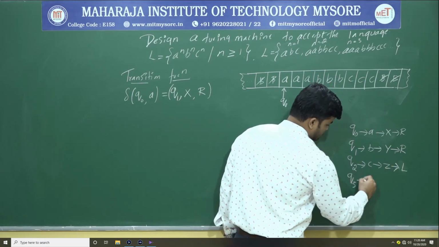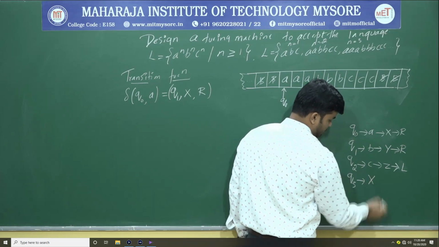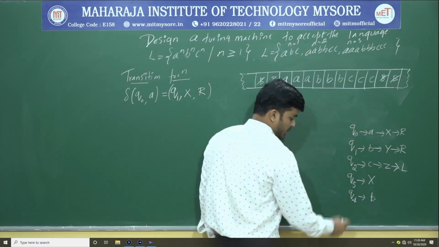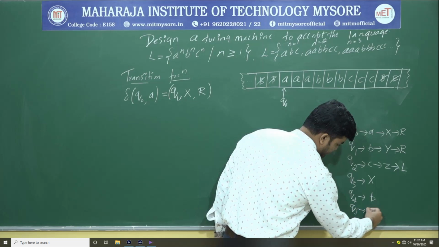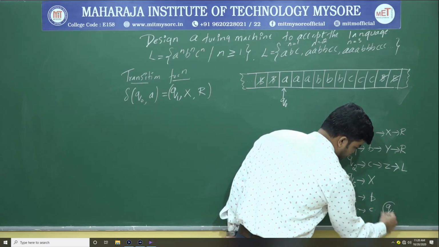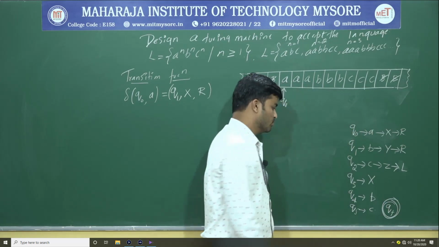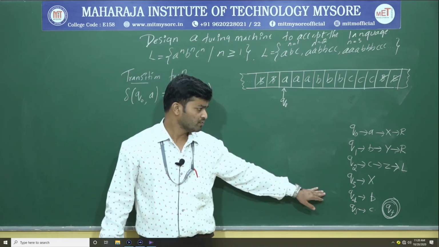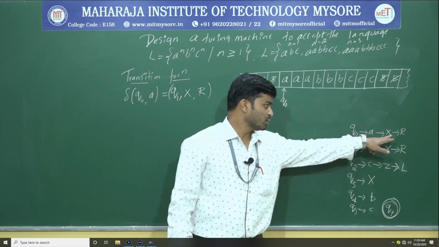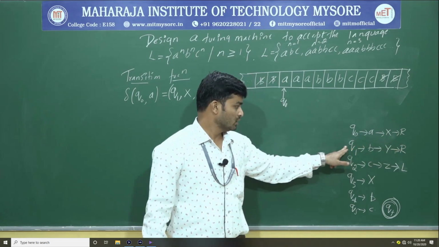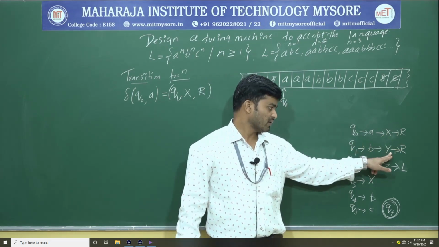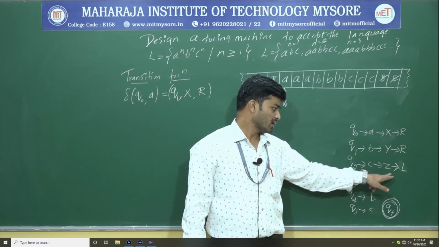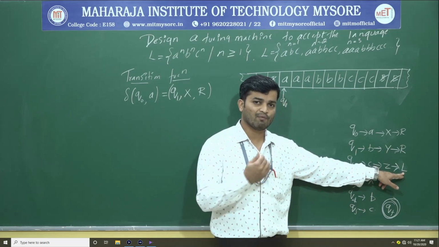And Q3 is used in order to find X. Q4 is to find any extra B's, and Q5 to find any extra C's. And if there are no extra C's, in that case I will use QF to accept that particular string. So these are the states I am going to use. Q0 whenever I get A replaces that A with X and moves right hand side. Q1 whenever I get B replaces that one with Y, again moving right hand side. Q2 replaces C with Z and starts moving left hand side, because I got one A, one B and one C.